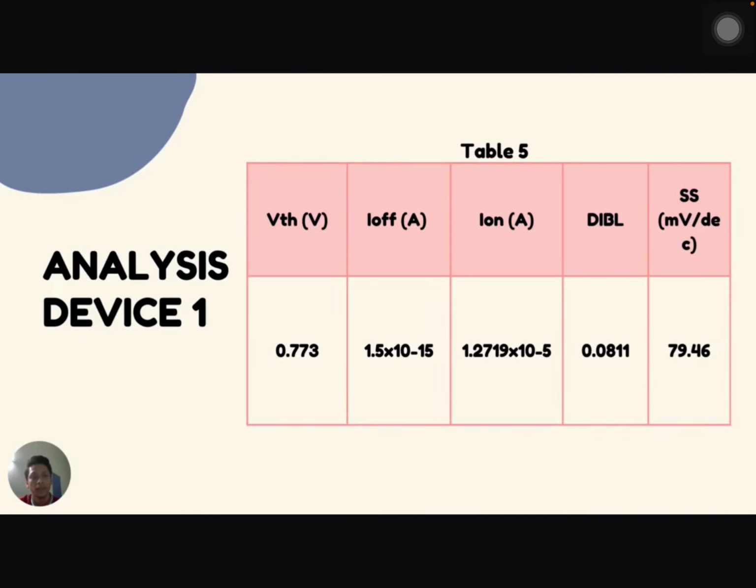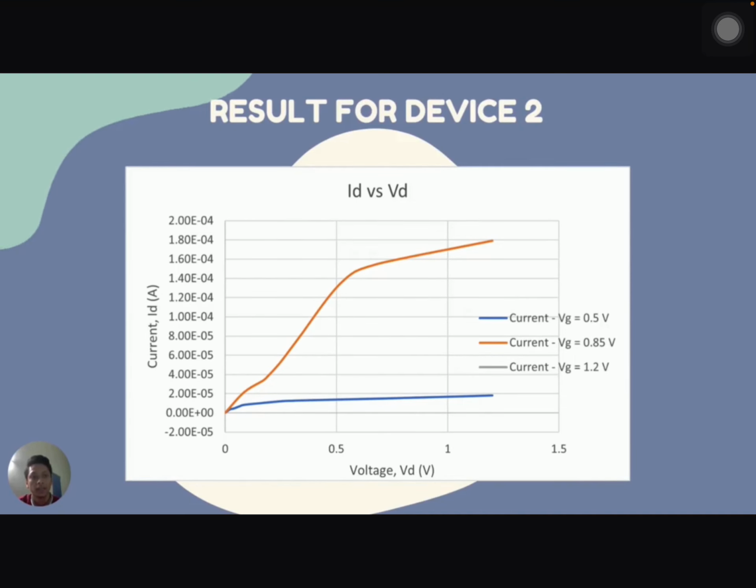For the analysis of device 1, you can see we got a VTH value of 0.773, I-off is 1.5 10 to the power negative 15 ampere, I-on is 1.2719 10 to the power negative 5 ampere, the DIBL value is 0.0811, and the SS value is 79.46.